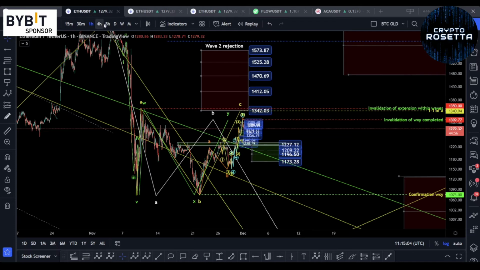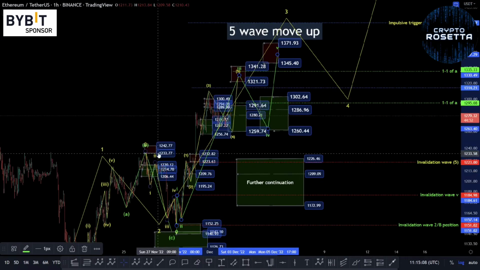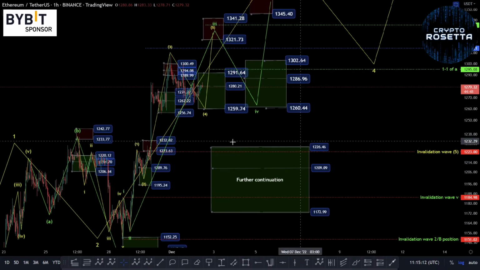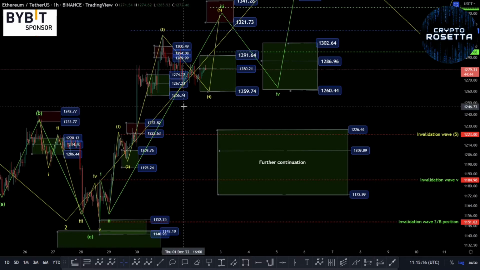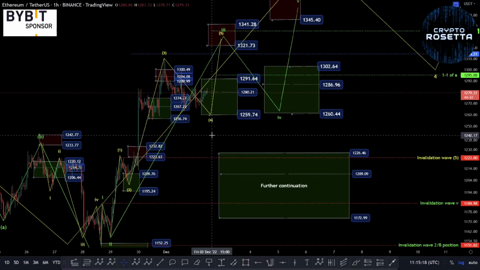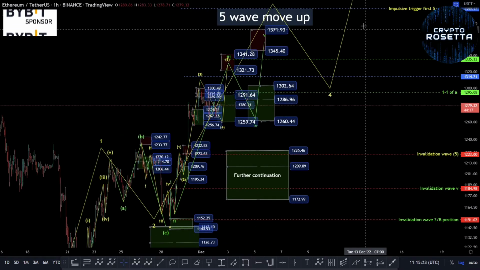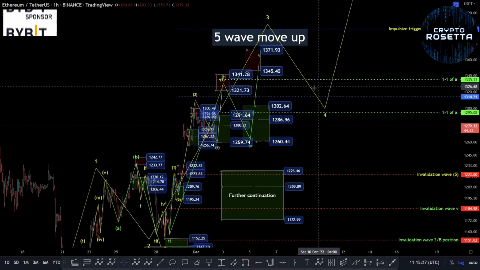The other way that we were looking at this, if I come to this one here, is the potential of us having this 5-wave move. So I've tracked it out in a bit more detail here. And in this option, we're looking rather that the third wave is extending. And what we would be looking for here is confirmation of this, like I said, by crossing this 1,399 area.